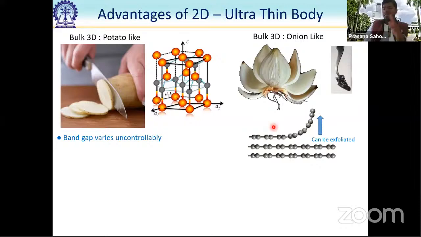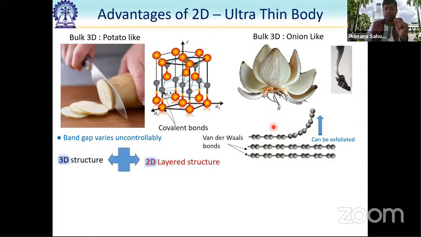And that's all about the story of a 2D material that gives rise to a tremendous opportunity to explore the physics, chemistry, and engineering aspects at that low dimension. And the field is evolving at a faster rate than ever thought of. Okay, so what is the basic difference between bulk 3D and bulk 2D material?